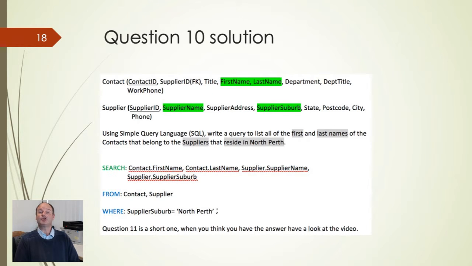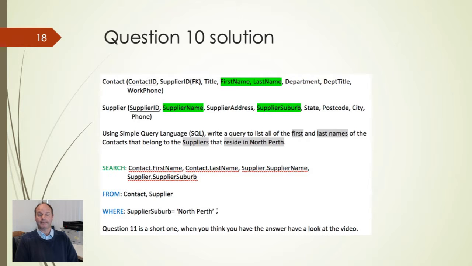Here we have in shortened form the 2 tables for question 10. Using simple query language, write a query to list all of the first and last names of the contacts that belong to the suppliers that reside in North Perth. Here we need to find the contact names of the suppliers that are located in North Perth.